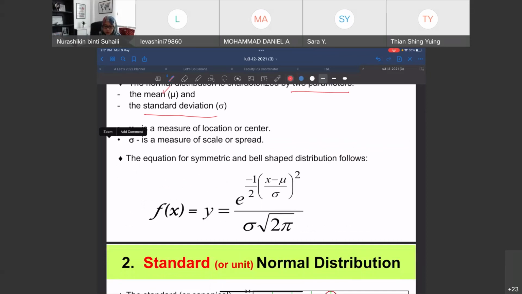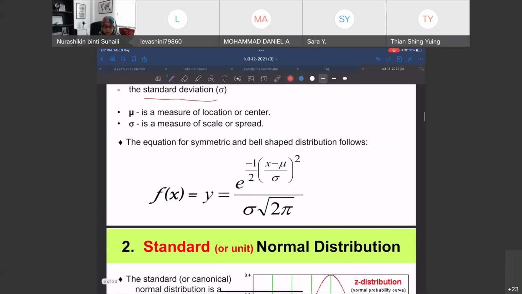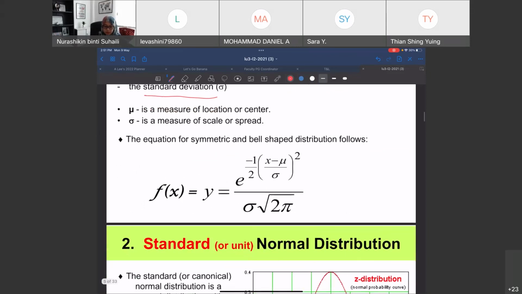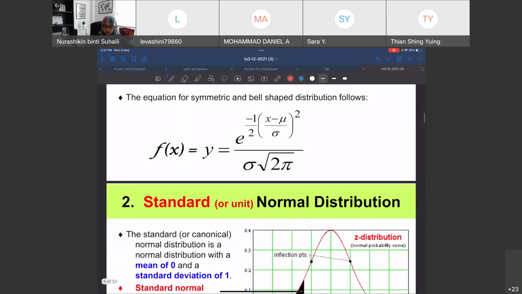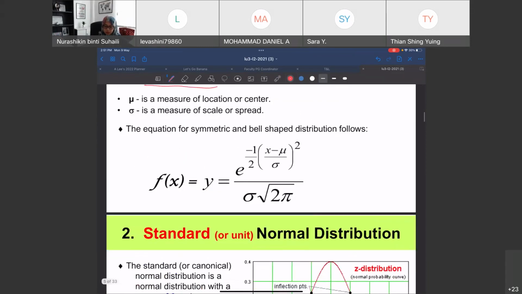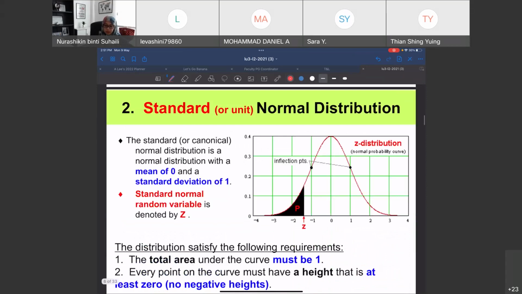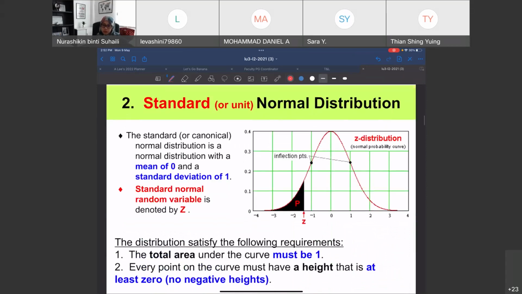It's just to introduce you to how the distribution or the parameters are derived. But I don't think so. Don't worry about this formula. Okay, so that is normal distribution in general.